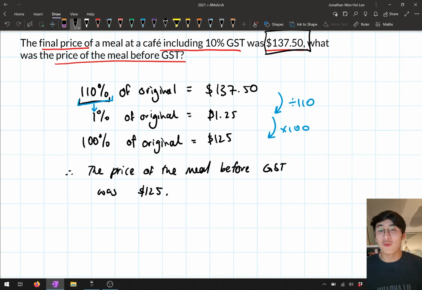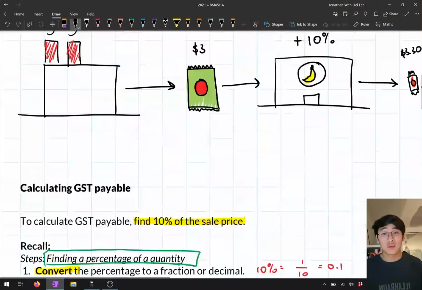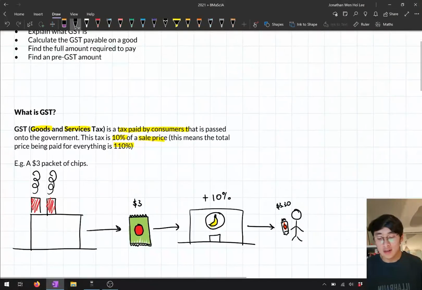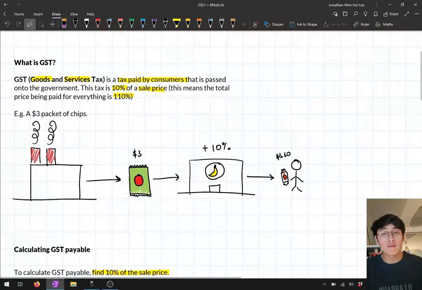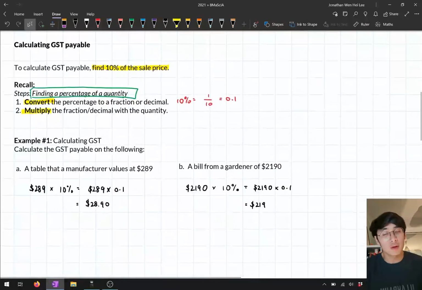So let's do a quick summary of what we looked at in today's lesson. In today's lesson, we talked about what GST is. GST is this goods and services tax, which is paid by consumers on all goods and services. This is an additional 10% that's added on top of whatever you're paying for, and it's added to go towards the government to support different things. The way that we can do what we wanted to be able to do was calculate how much GST a particular item accrued. So here we just multiplied our amount by 10%.